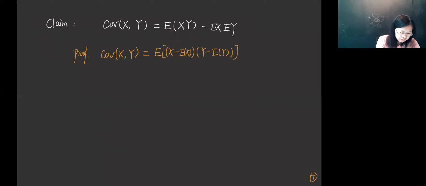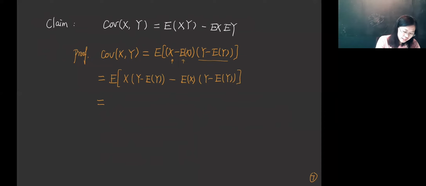What we do next is to expand or distribute y minus E[Y] to each of these two terms. So we get X times (Y minus E[Y]) minus E[X] times (Y minus E[Y]). Again, using the linearity of expectation, the expectation of the sum equals the sum of the expectations. And we get E[X(Y minus E[Y])] minus the expectation of E[X] times (Y minus E[Y]).